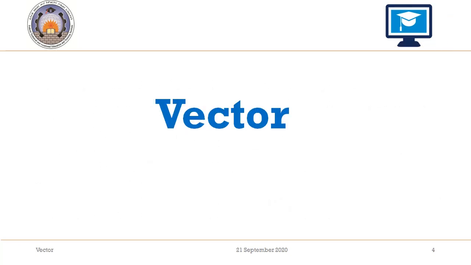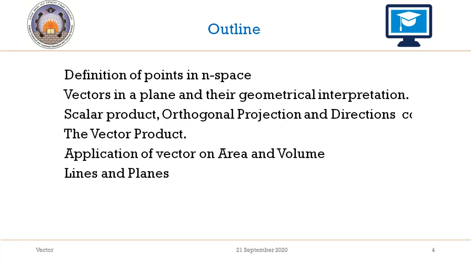Learning Unit 1: Vector. Outline. Definition of points in n-space. Vectors in a plane and their geometrical interpretation. Scalar product, orthogonal projection and direction cosines. The vector product. Application of vectors to area and volume. Finally, lines and planes.